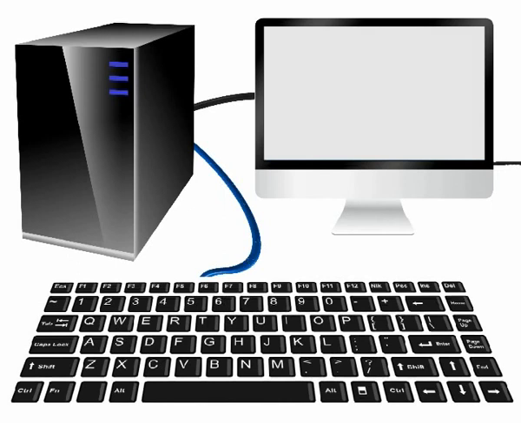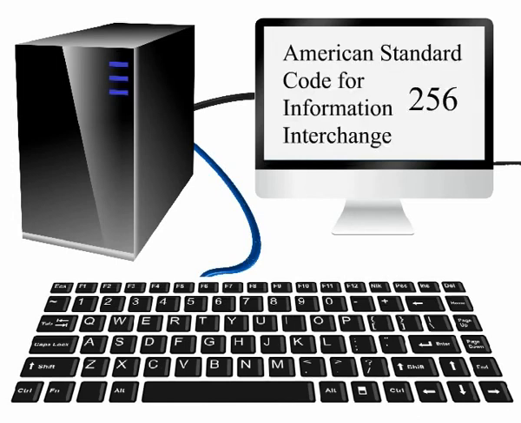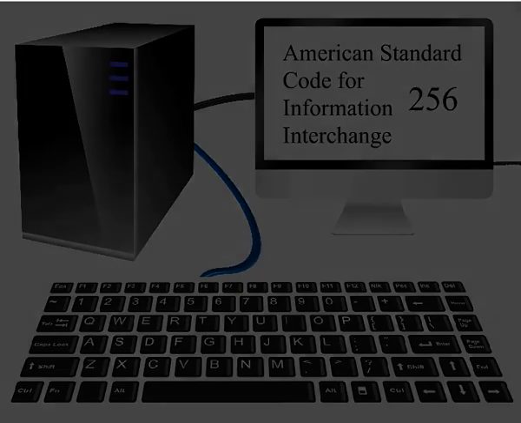PCs use a standard binary code to represent letters of the alphabet, A to Z uppercase and lowercase, numbers 0 to 9, punctuation marks and other special characters. The code is called ASCII. ASCII stands for American Standard Code for Information Interchange. There are 256 code combinations and we use this code every day in our life while using a computer system.